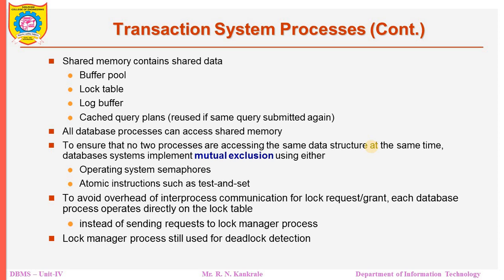All database processes can access shared memory with the help of mutual exclusion, to ensure that no two processes access the same data at a time and to maintain consistency. In operating systems we have learned about semaphores and mutexes. Atomic instructions such as test-and-set are used. To avoid the overhead of inter-process communication for lock requests and grants, each database process operates directly on the lock table instead of sending requests to the lock manager process. The lock manager process is still used for deadlock detection.